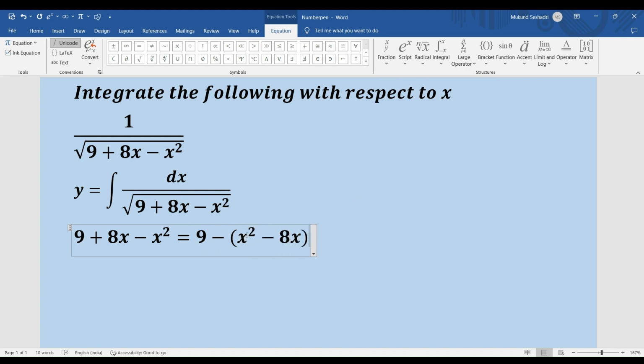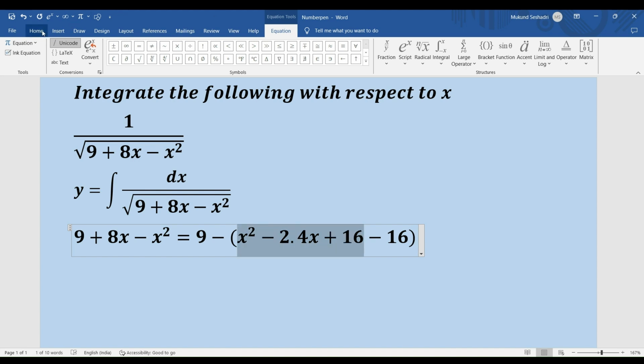And now I notice that within the bracket I have an x square minus 8x, right? Which means I can write my 8x as 2 times 4x. And then if I add and subtract a 16, it still does not change anything in the expression. So all that we have done is written my 8x as 2 times 4x, and then we have done add and subtract 16, right? Now I can combine the x square and minus 2 times 4x and plus 16.